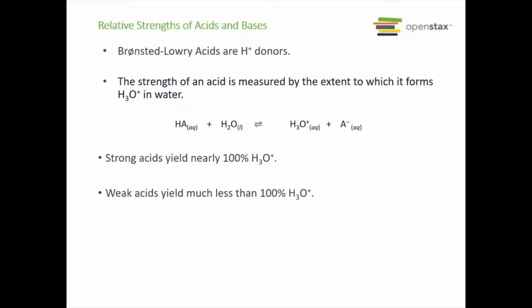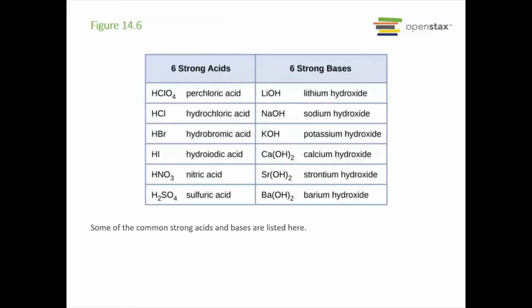So Bronsted-Lowry acids, like we talked about in section 1, are proton donors. So the strength of an acid is measured by how much H3O plus it forms in water. So how many protons it's able to donate. If you have a strong acid, these basically give 100% H3O plus. But weak acids are going to yield way less than that. So these are some of the common strong acids and bases. There are not that many of them overall, especially compared to weak acids and bases. There's way more weak acids and weak bases.